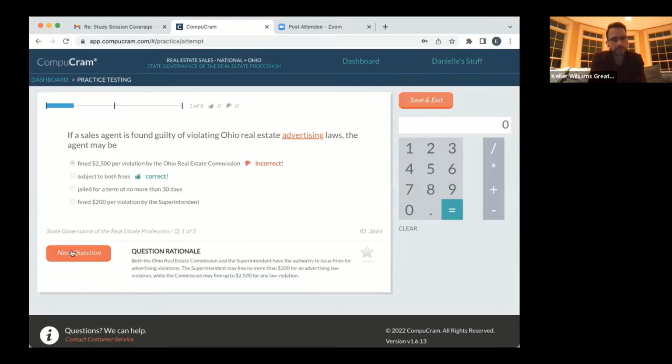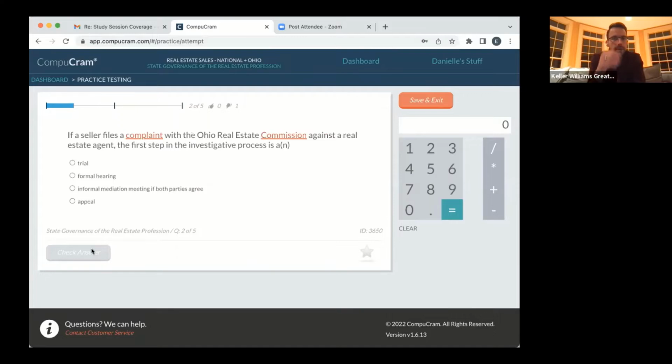I'm seeing A's and B's. B is correct, subject to both fines. So both the Ohio Real Estate Commission and the superintendent have authority to issue fines for advertising violations. The superintendent may fine no more than $200 for an advertising law violation, while the commission may fine up to $2,500 for any law violation.